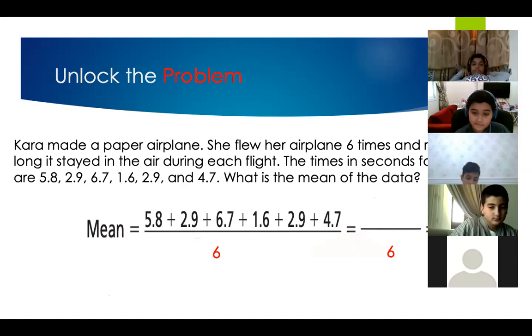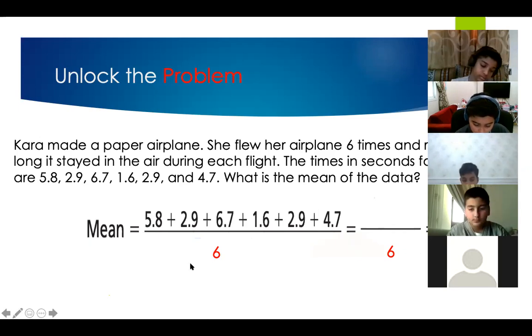Let's do it orally together. Ahmed Nabhan, what did you add? Which numbers you added first? You put them all under each other, right? You put them vertically. Now, which numbers you added first? 8 plus 9 plus 7 plus 6 plus 9 plus 7. What did you get for answer? 22.25. No, wrong.